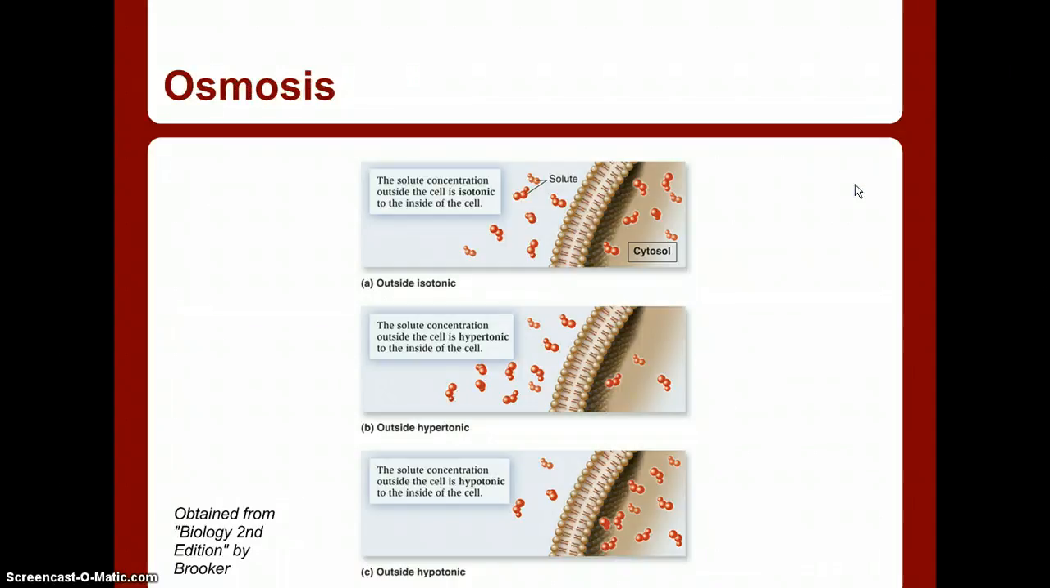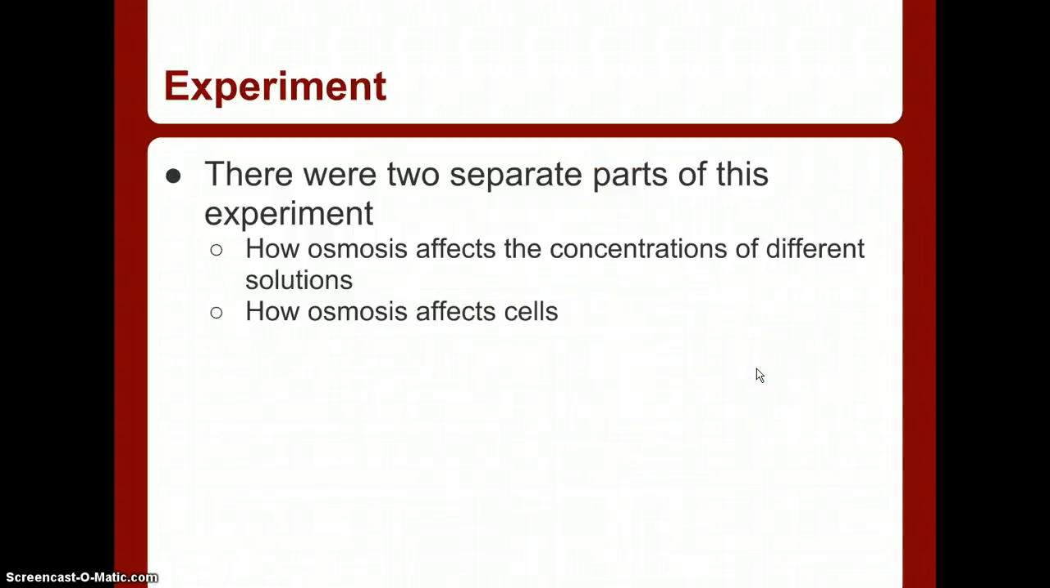So here are some pictures of different concentrations in osmosis. This is isotonic, where it's equal. Hypertonic, where the solute concentration outside the cell is greater, and hypotonic, where the inside of the cell has a greater concentration. So for our experiment for osmosis, there were two parts. The first was how osmosis affects the concentrations of different solutions, and then how osmosis affects cells.